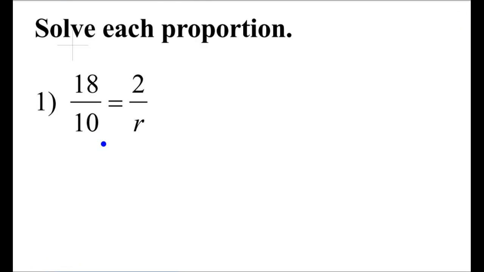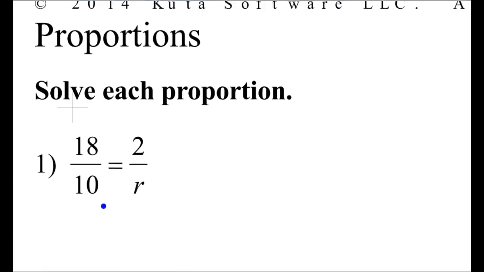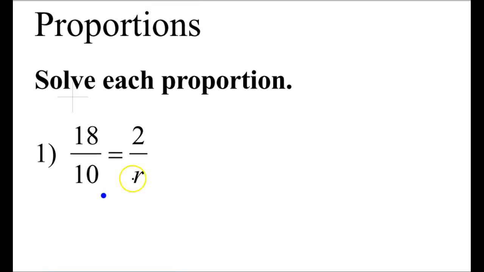Solve these proportions. It's a unique situation where you can move things diagonally, it has to still be equal. So remember, there's two rules. You want the variable on top. That has to be the case.